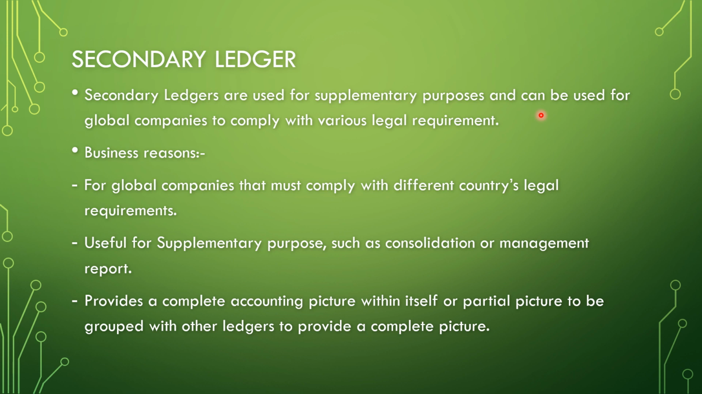Secondary ledgers are used for supplementary purposes and can be used by a global company to comply with various legal requirements. If there is any change in the 4Cs, we create a secondary ledger. So that's why it is said to be created for a supplementary purpose: for a global company to comply with different countries' legal requirements, consolidation or management reports, a complete accounting picture by itself or partially grouped with other ledgers to provide a complete picture.